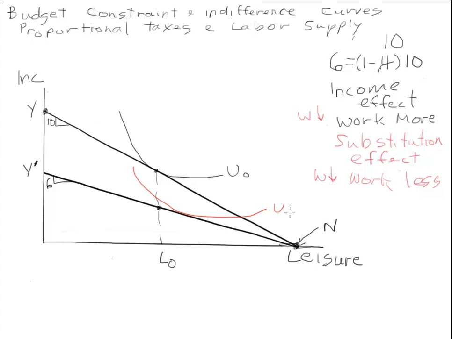Let's call that U1. Now, at U1, I choose to go to L1 leisure. I take more leisure time. My substitution effect is bigger. We could stop there, but we also can show the effect on deadweight loss of taxation, or the excess burden of the taxation. And the big thing that causes the excess burden of the taxation is the substitution effect.